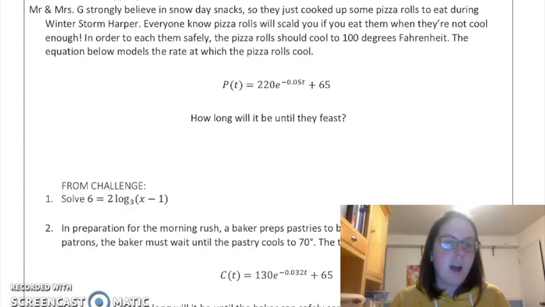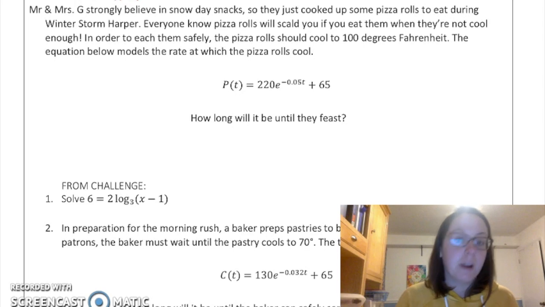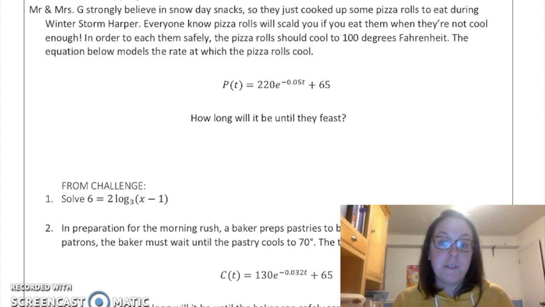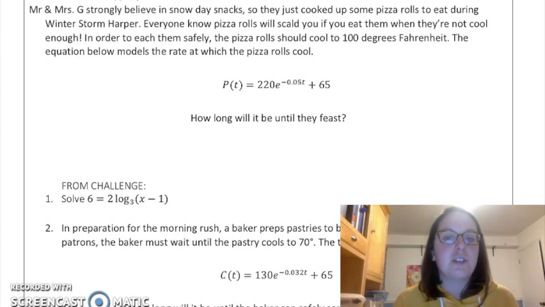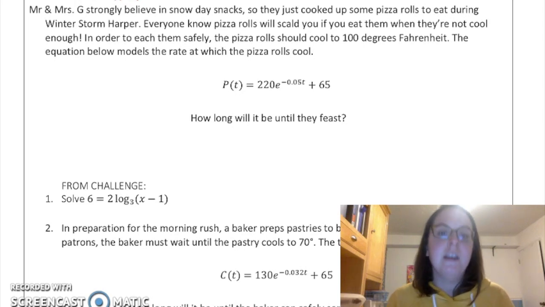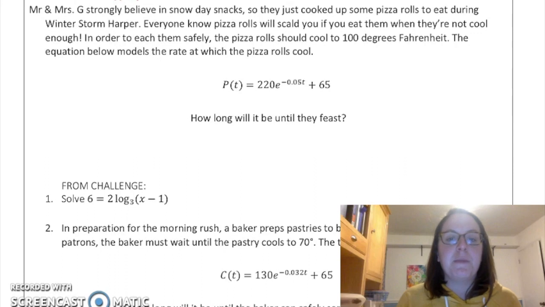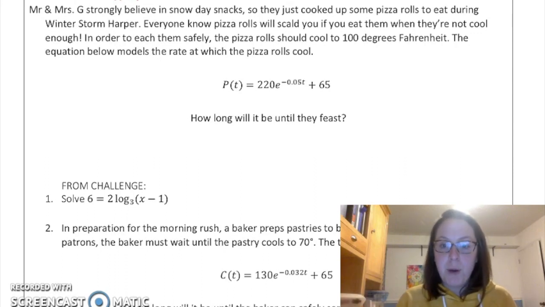Mr. and Mrs. G strongly believe in snow day snacks, so they cooked up some pizza rolls to eat during Winter Storm Harper. Everyone knows pizza rolls would scald you if you eat them when they're not cool enough. In order to eat them safely, the pizza rolls should cool to 150 degrees Fahrenheit. The equation below models the rate at which the pizza rolls cool. How long will it be until they feast? Now, pause the video, try this on your own, let's see how we do.